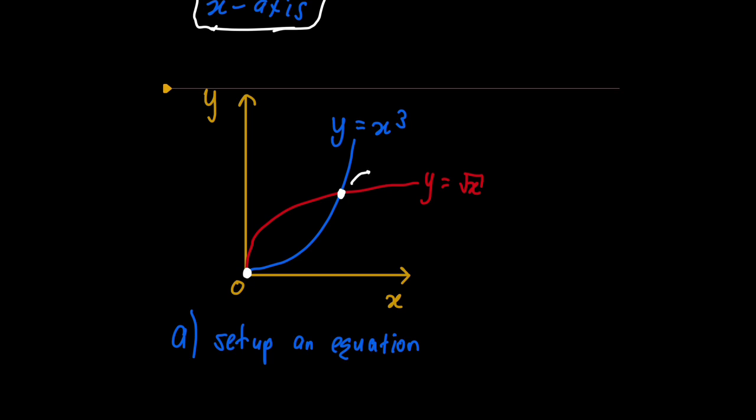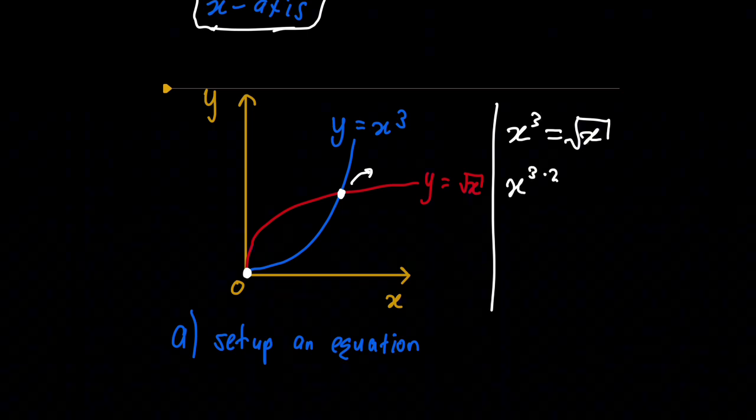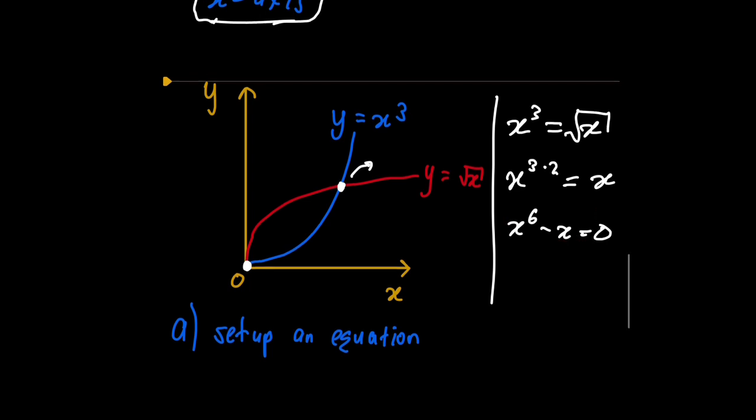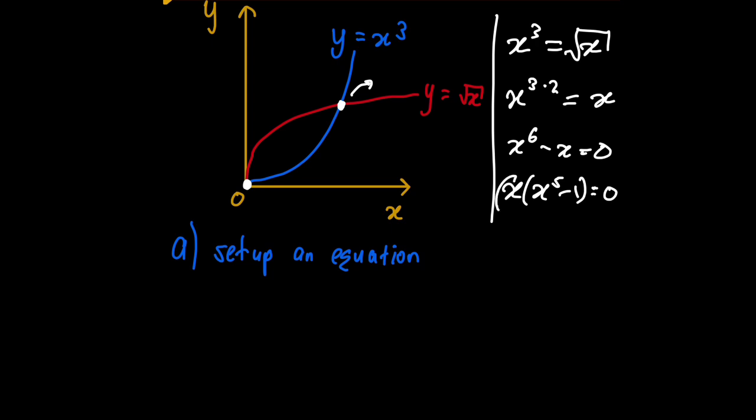So in order to find this point here, we need to set these equations equal to each other. So you get x cubed is equal to square root of x, and then we can square both sides. So you get x to the power of 3 times 2 is equal to x, right? And then we can do x to the power of 6 minus x is equal to 0 to find the root. And then we can factor out x. So we get x times x to the power of 5 minus 1 is equal to 0, right? Now, we have already found the root where x is equal to 0, so we've got to look at this root now. So x to the power of 5 is equal to 1.